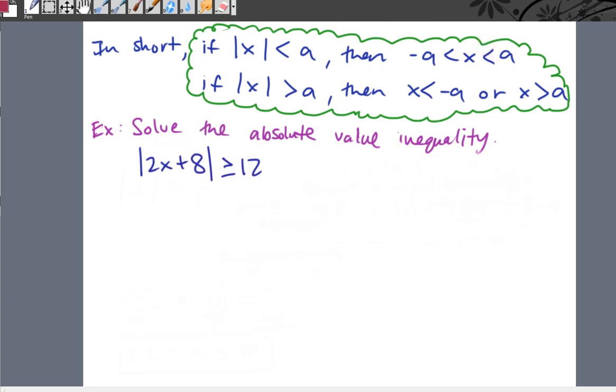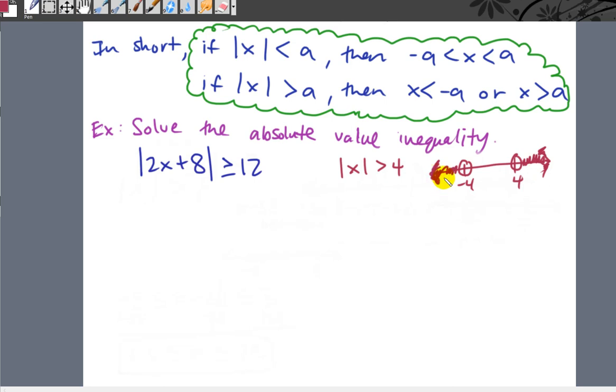All right, let's do another example. Say we have the absolute value of 2x plus 8 is greater than or equal to 12. Recall what I showed you earlier with the absolute value of x is greater than 4. If you drew it on a number line, this would be negative 4 and this would be 4, with open circles, and the open circles say that we shade this way and this way.